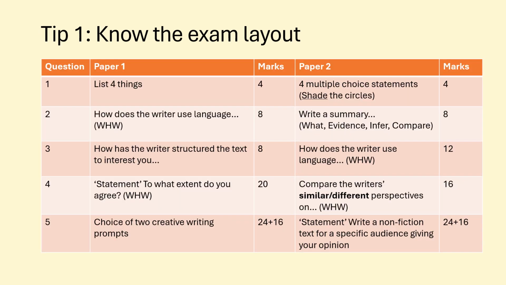So on tip 1 still, knowing the exam layout, there's just a quick run through here of each of the questions and what you need to do for them. So paper 1 lists 4 things for question 1, then it's a how does a writer use language question. That should be answered using our what, how, why paragraph structure. Question 3 is how has a writer structured the text to interest you as a reader, so looking for those specific structural moments, talking about like macro, the overview, talking about micro moments, zooming in on characters, use of dialogue. There's no language analysis for that question.